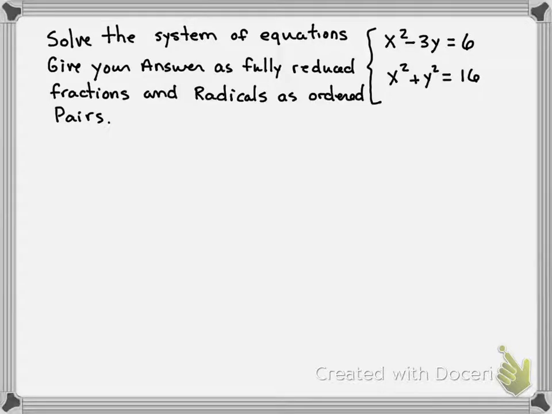Solve the system of equations. Give your answer as fully reduced fractions and radicals and ordered pairs. Those are a couple of key things. So as I look at this, I think I probably want to try to eliminate a variable.